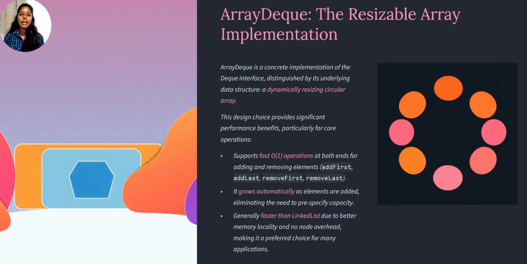The resizable array implementation. ArrayDeque is a concrete implementation of the DEQUE interface, distinguished by its underlying data structure, a dynamically resizing circular array. This design choice provides significant performance benefits, particularly for core operations. The DEQUE has four main operations: addFirst, addLast, removeFirst, and removeLast.